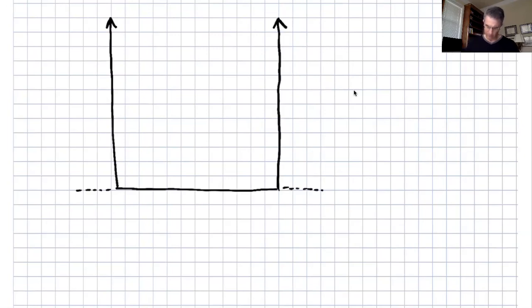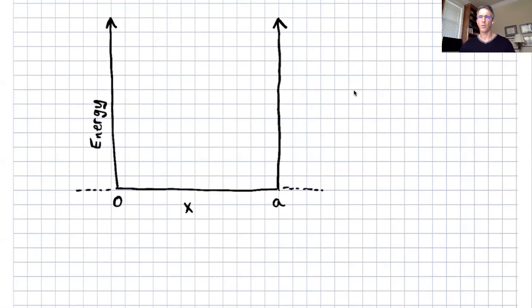Okay, and so on this axis, which we're going to call the x-axis, our box has a dimension running from, let's say, 0 to a. And our particle exists in this one-dimensional space. And on our y-axis here, we have energy.